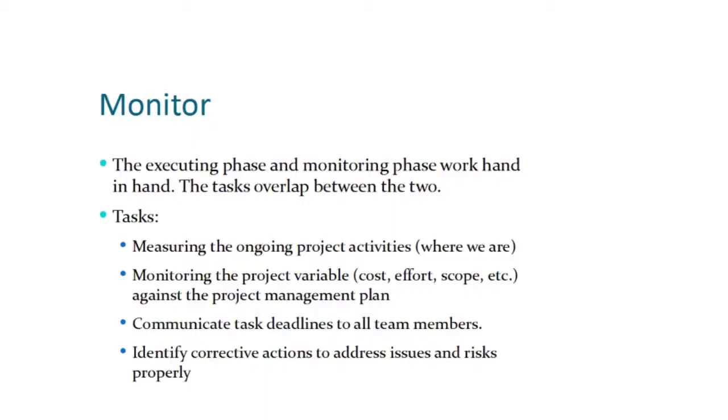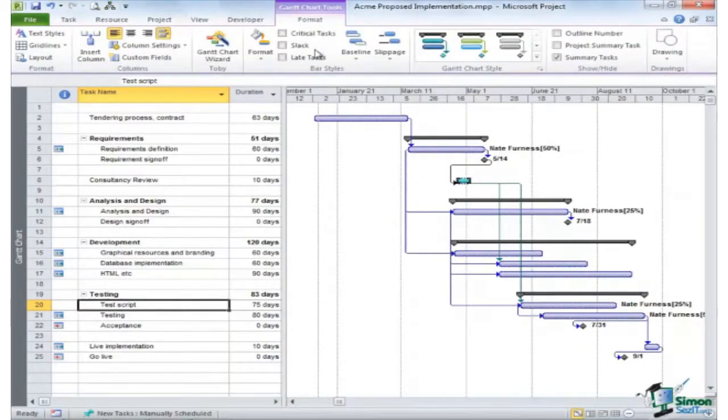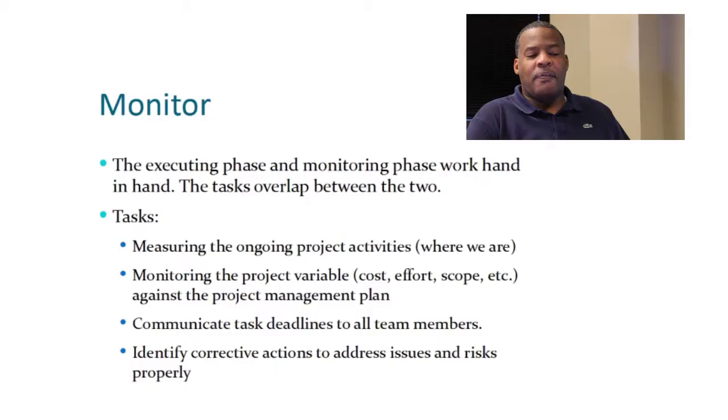In the monitoring stage, the project manager ensures that all tasks are following the critical path within the defined schedule. The critical path is identified in the completed WBS. It is the shortest possible time that the project can be completed in. Essentially, the approved project plan provides the basis for this tracking process. Some of the responsibilities of monitoring include measuring the ongoing project activities, where we are within the project.